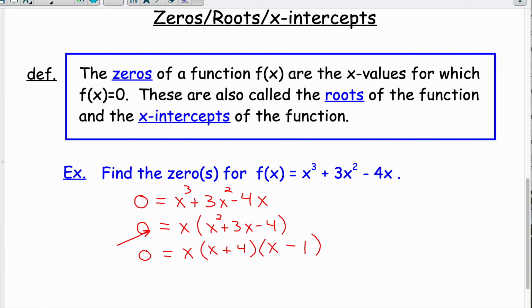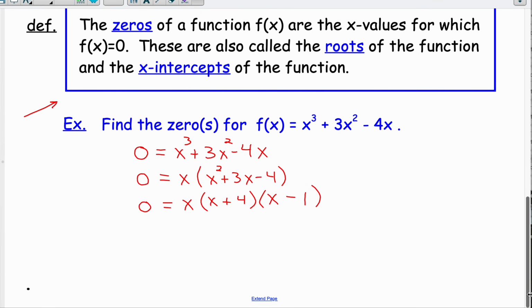And so if you distributed or foiled, x times x is x squared, x times negative 1 is negative 1x, and then we're going to get a positive 4x, and those are like terms, which gives me a 3x, and then 4 times negative 1 is negative 4. So I know that I've factored this correctly.